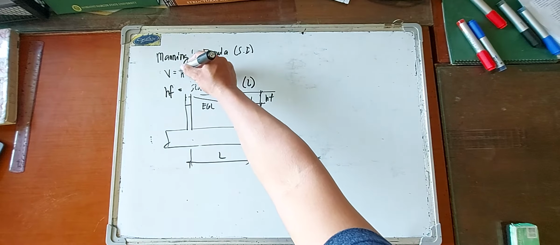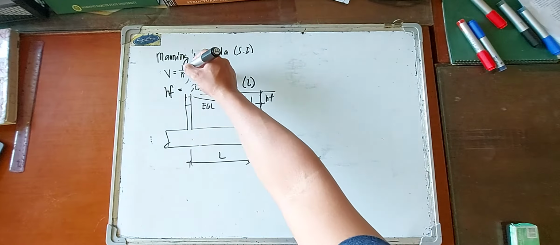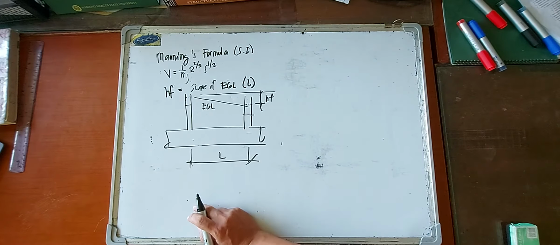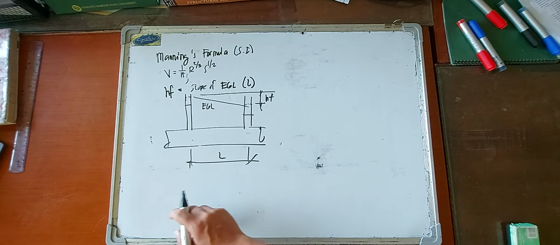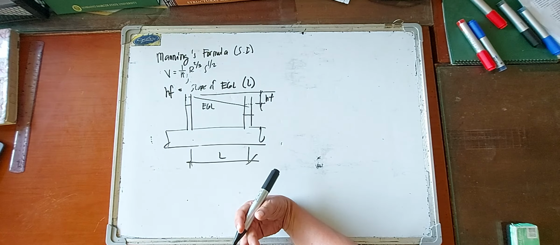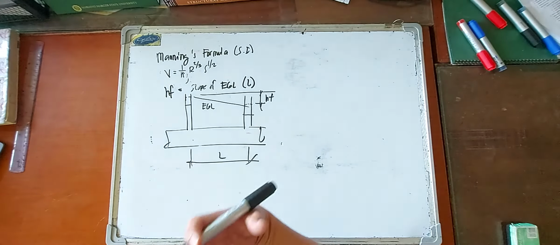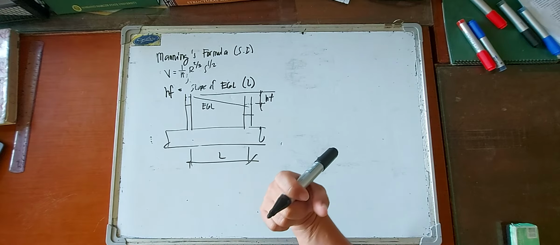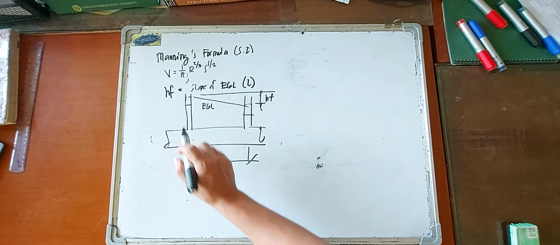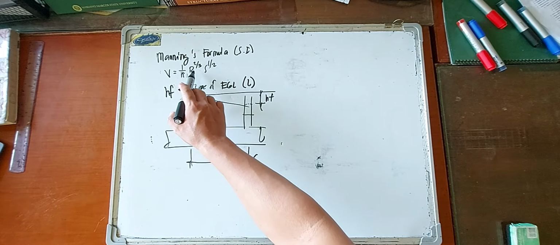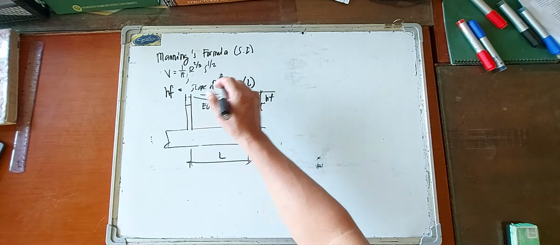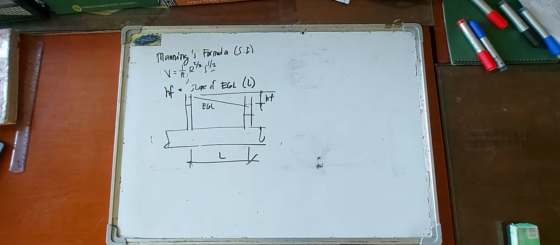Okay, 1 over n here is the Manning's n, and again, this is dependent on the roughness of the conduit. So for example, kapag PVC yung pipe, there's a corresponding value for n. Kapag GI yung pipe, there's a corresponding value of n. And then it's equal to times R raised to 2/3 S raised to 1/2. S here is the slope of the energy grade line.